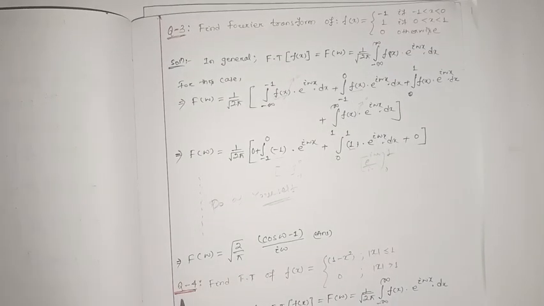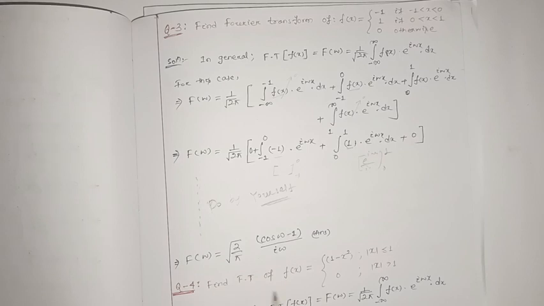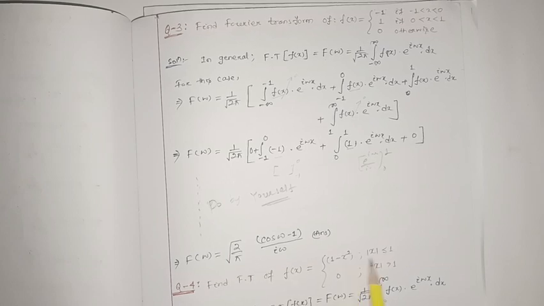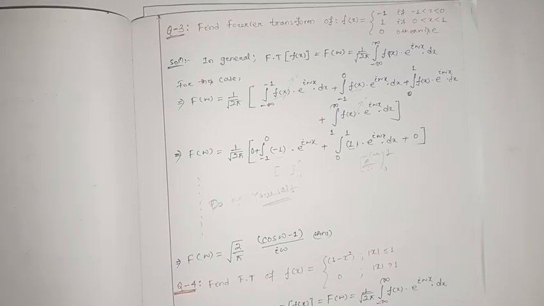Now we are going to move to our next question. That is question number 4. Find Fourier transform of a function f(x) that exists in between minus 1 to 1. That means mod x less than or equal to 1, means minus 1 to 1. Value is 1 minus x square, otherwise it is 0. That means above 1 and below minus 1 the value is 0. So what will be its Fourier transform?